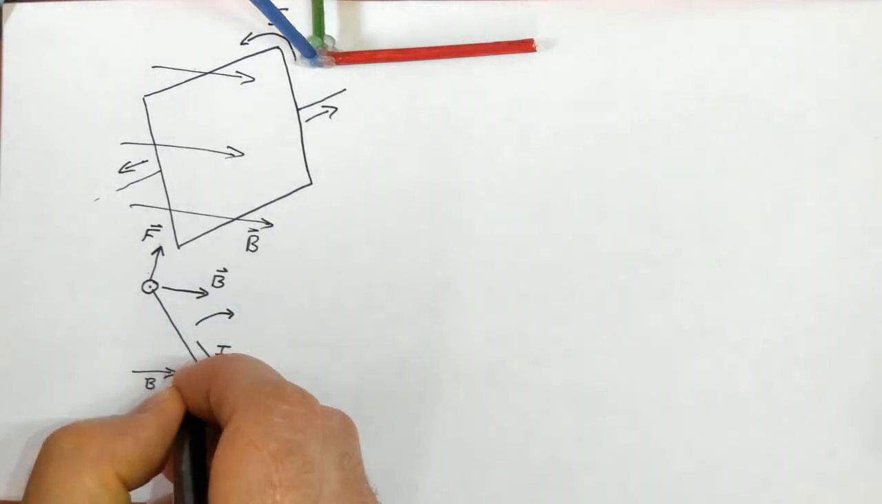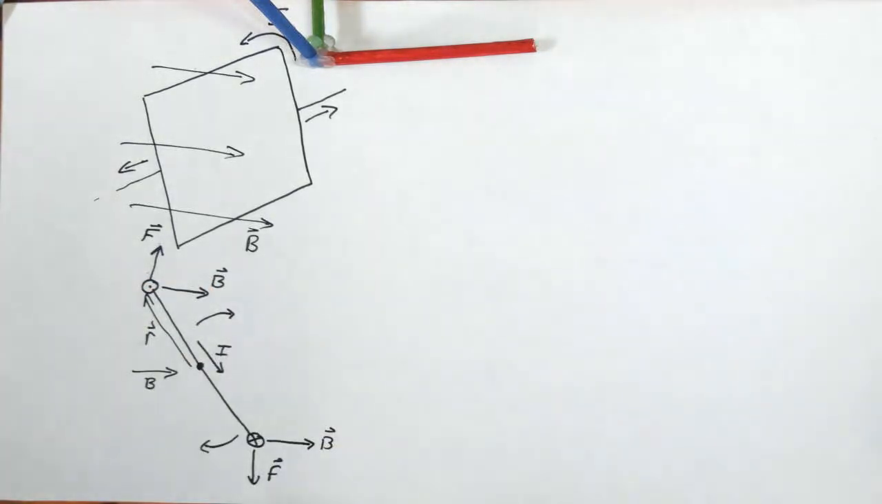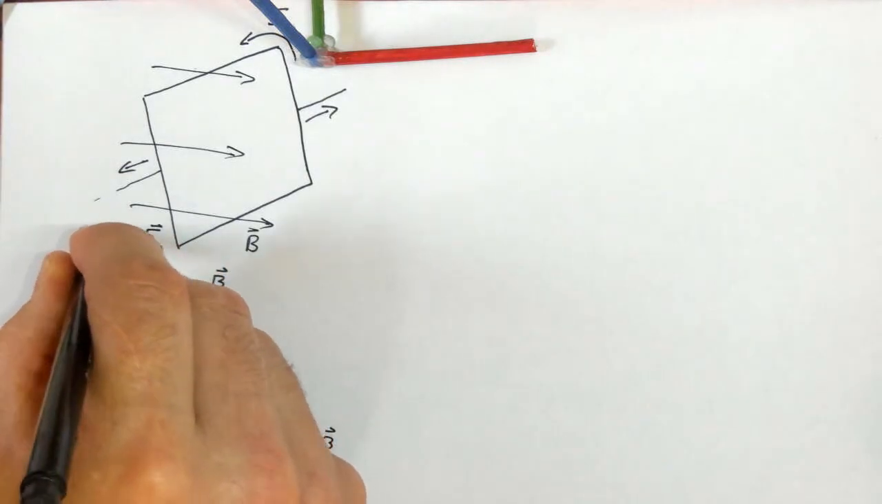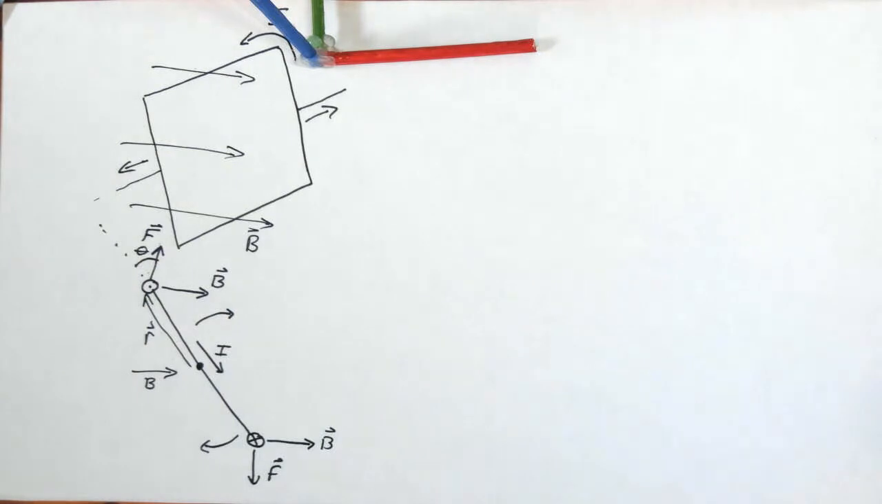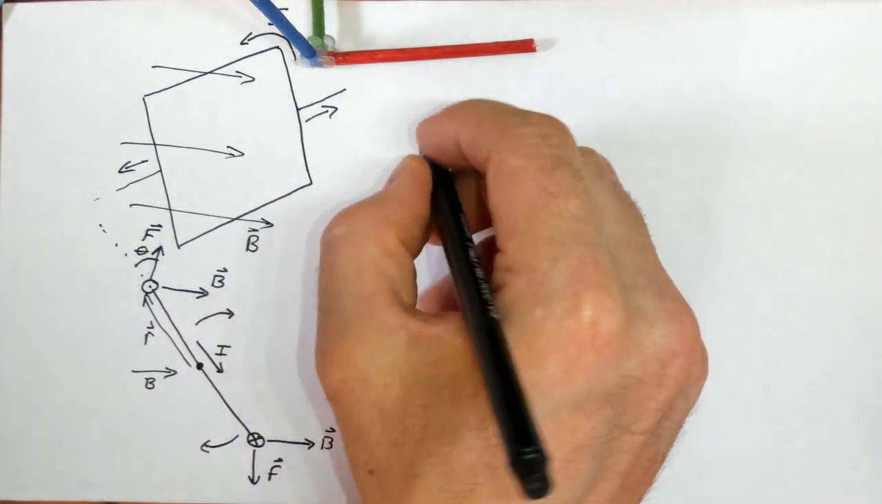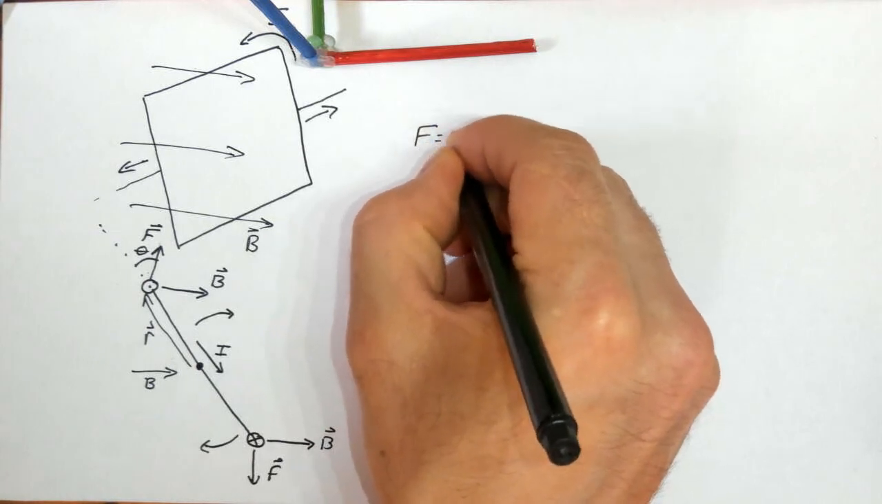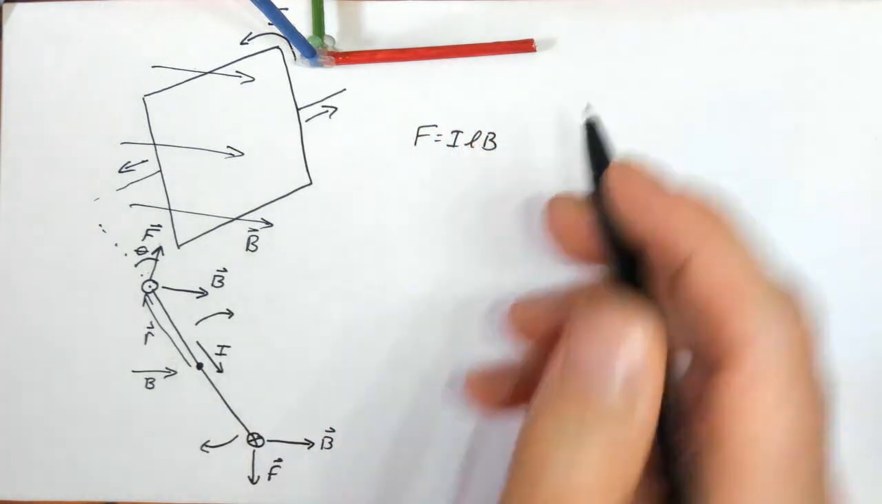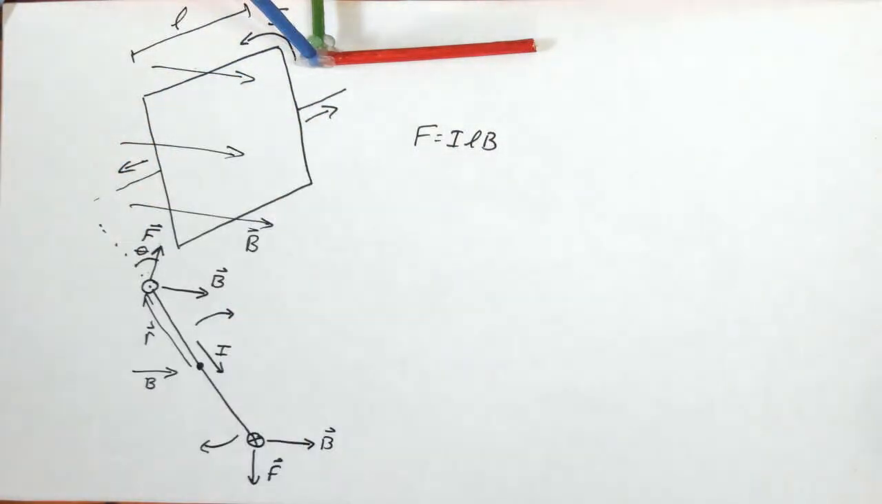So I need to be careful. Here is my R, and I'm going to extend that out because the angle between them is right here. So that would be the theta I care about. All right? And so the torque is going to be equal to the force, which we now know the force on a wire is ILB.